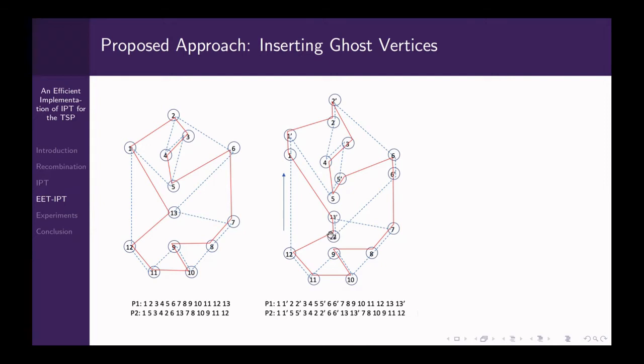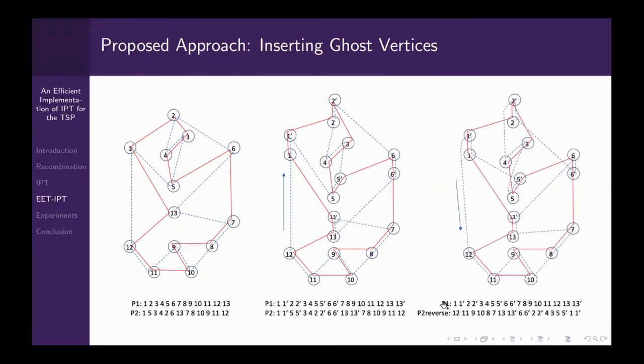And then after doing this, definitely all the vertices will have exactly 3 degrees. That means one edge will correspond to the red tool, one edge will correspond to the blue tool, and another edge will be the common. So this will be for all the vertices. The same thing is done when we scan both the parents in the same direction, and when we scan one of the parents, for example P1 in the forward direction and P2 in the reverse direction.